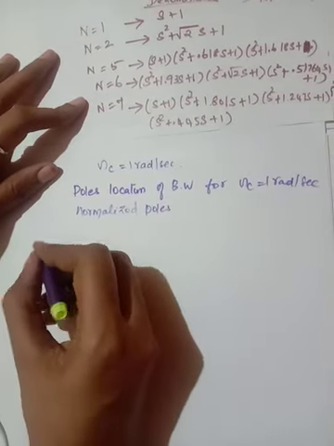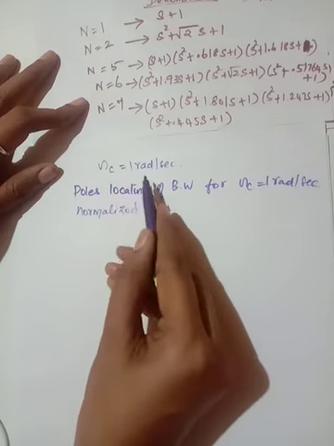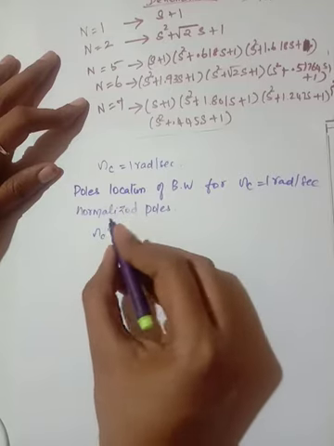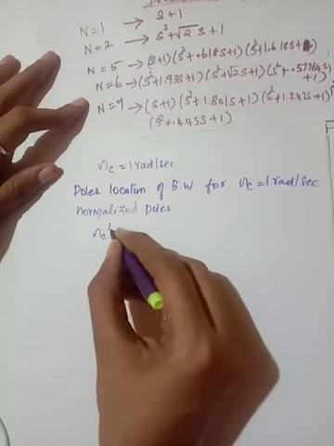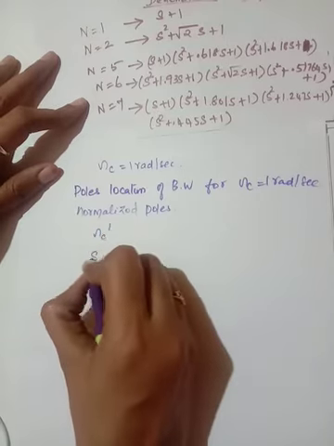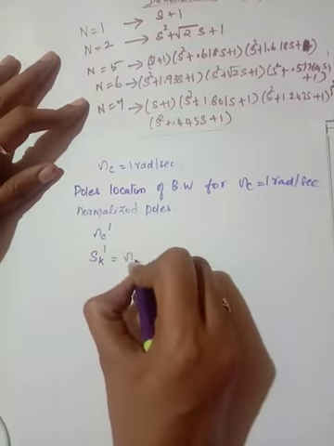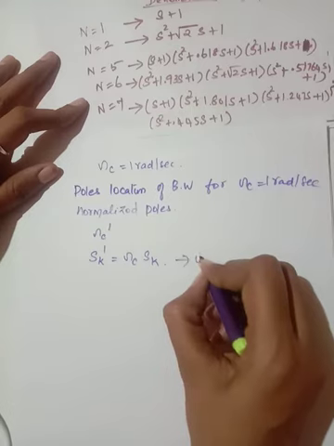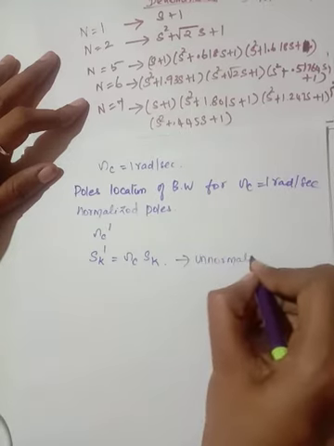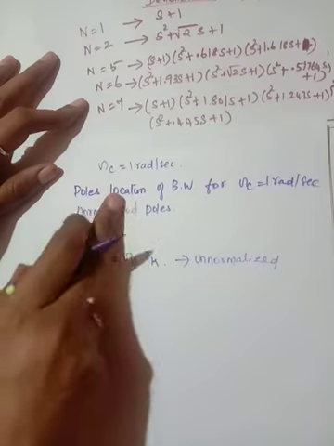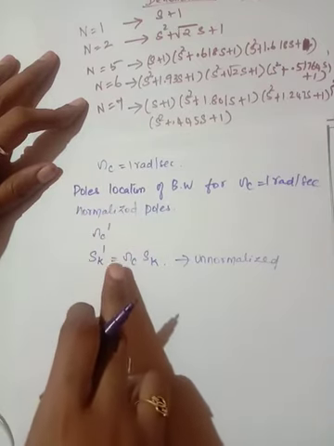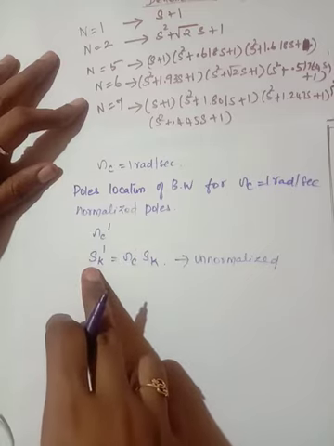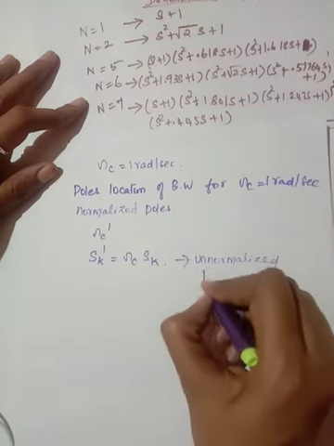But the design may vary. The cutoff frequency may not be 1 radian per second, so it may vary. If you want to find for a different cutoff frequency, that is omega c dash, now we will get the pole locations at omega c, that is s_k equal to omega c into s_k. So this is known as the unnormalized poles. So for cutoff frequency 1 radian per second we have the normalized poles. For other than 1 radian per second, we are going to design a pole, so those poles are said to be unnormalized poles.